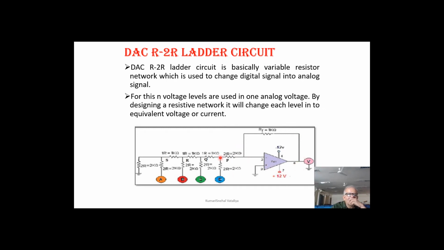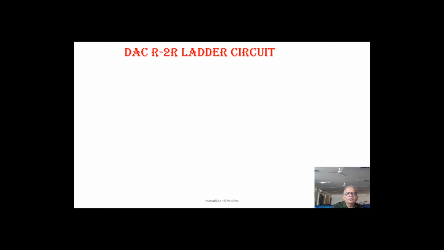So this R to 2R ladder network: 2R, then R, then this is ended by 2R, this is R, this is 2R, this is R, this is 2R. So accordingly you can go on indefinitely, as many number of bits as you want you can apply here. So this ladder network is a very important network in DACs, digital to analog reverse conversion.